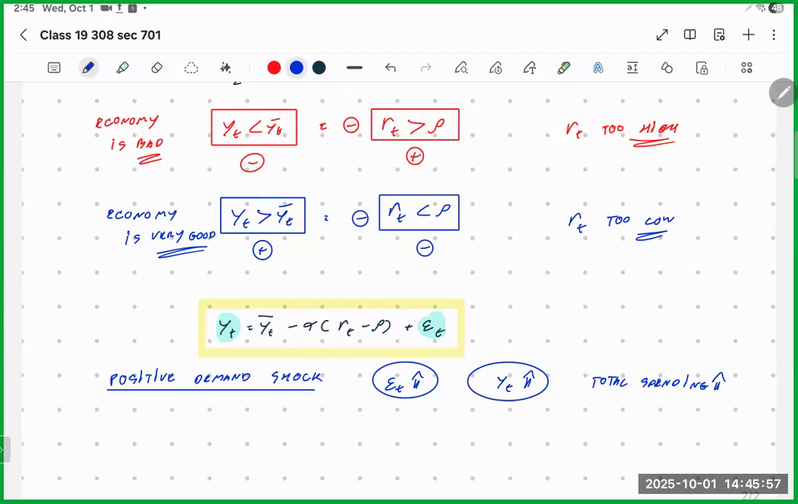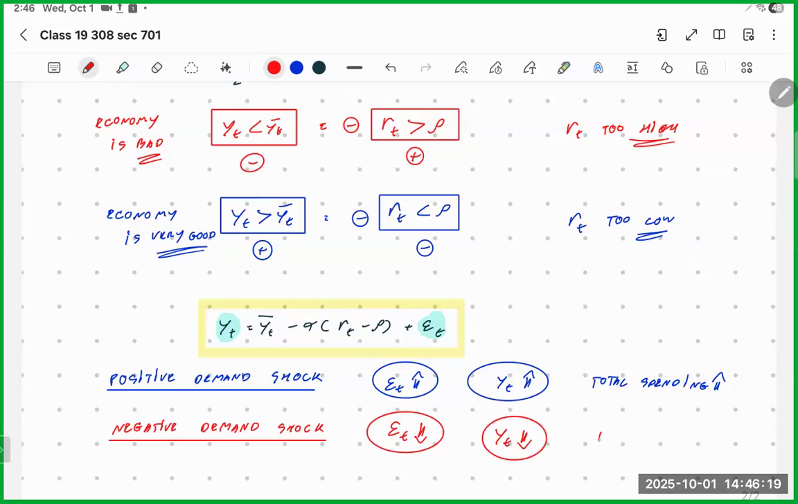On the other hand, if we have a negative demand shock, epsilon t going down, the right-hand side of the equation going down, the left-hand side is going to be going down too. People are going to spend less. This is like we have some external factor that makes people spend less. Total spending going down.